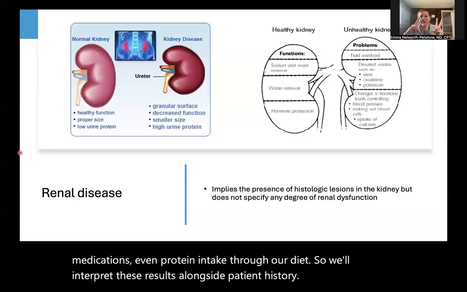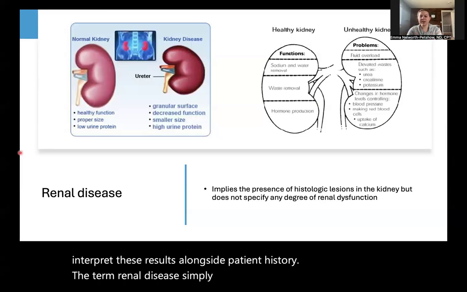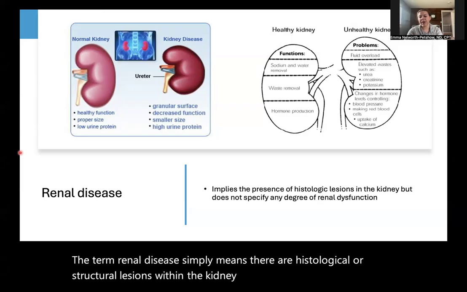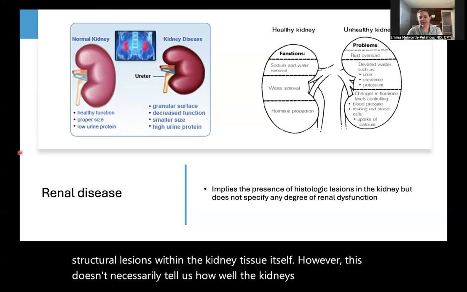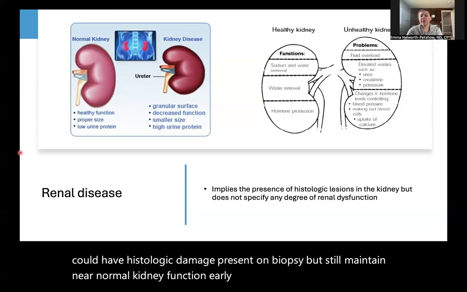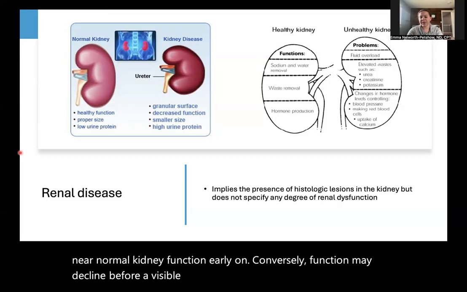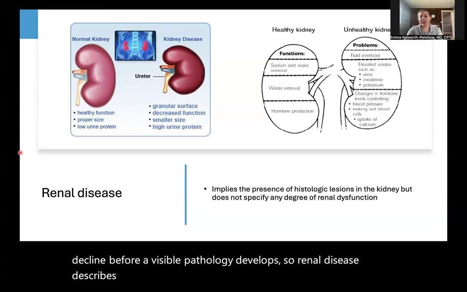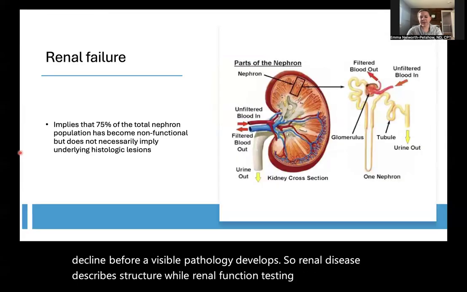The term renal disease simply means there are histological or structural lesions within the kidney tissue itself. However, this doesn't necessarily tell us how well the kidneys are functioning. You could have histologic damage present on biopsy, but still maintain near normal kidney function early on. Conversely, function may decline before visible pathology develops. So, renal disease describes structure, while renal function testing evaluates performance.